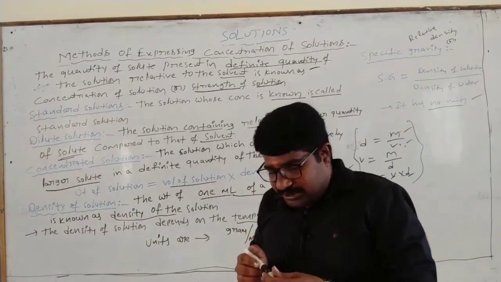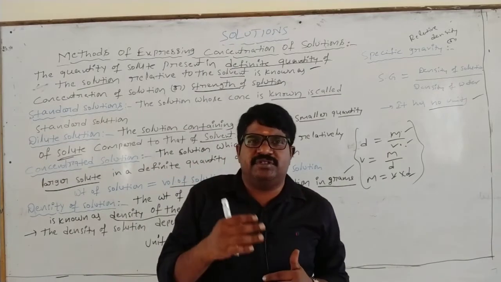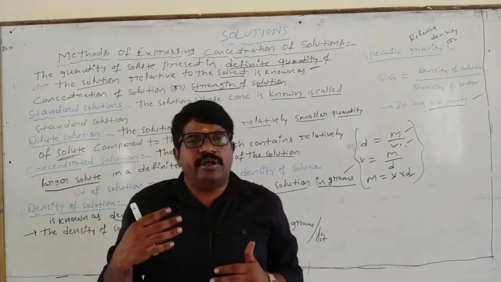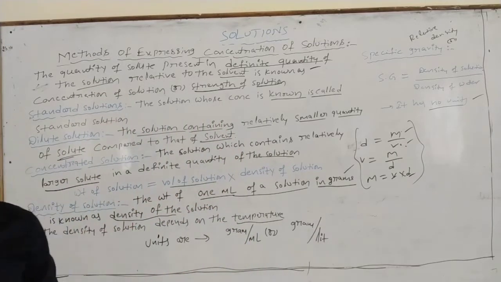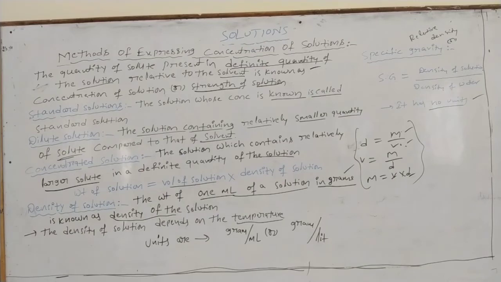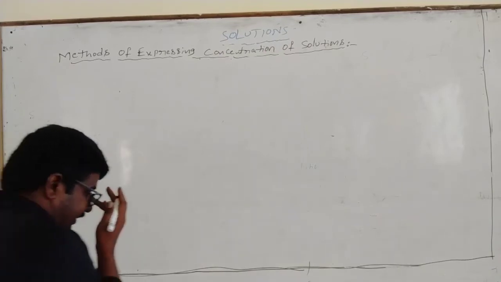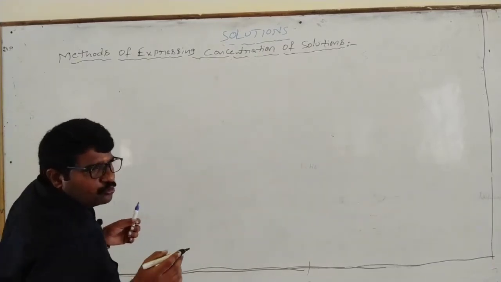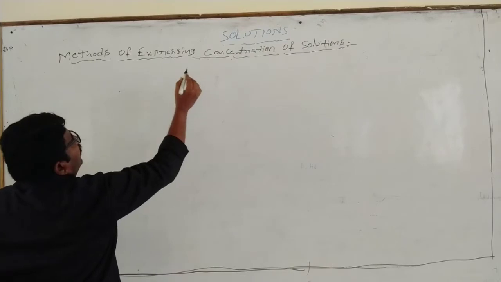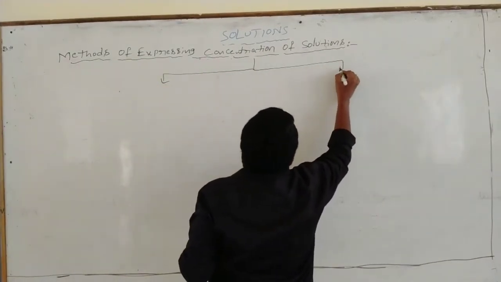These are the terms we have to know before going to the expression of concentration of the solution. Generally, the concentration of a solution is expressed in two ways: the physical method and the chemical method. What are the physical methods? What are the chemical methods? I will explain now. These are very important, so remember them. These are the methods of expressing the concentration of solutions. As I said, there are two methods: one is the physical method, the second is the chemical method.